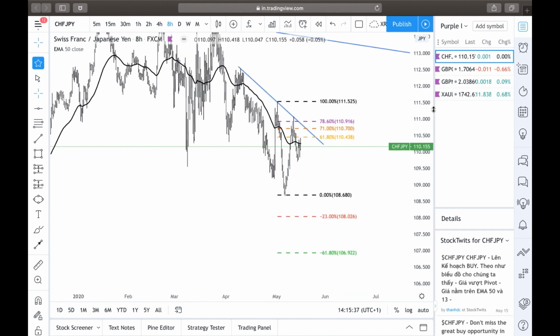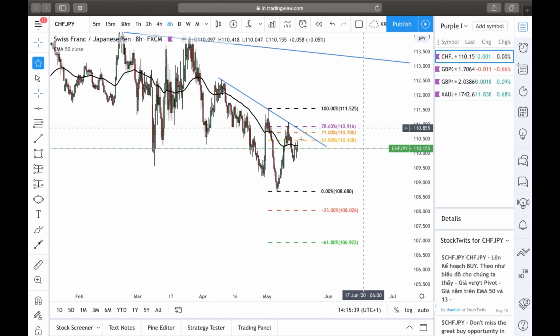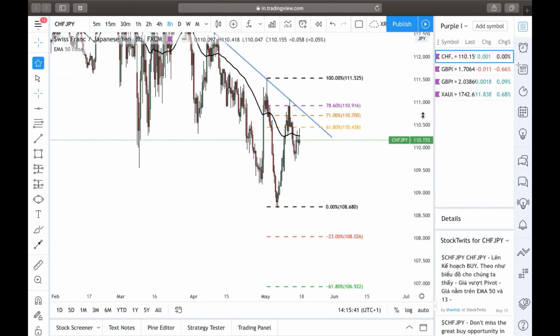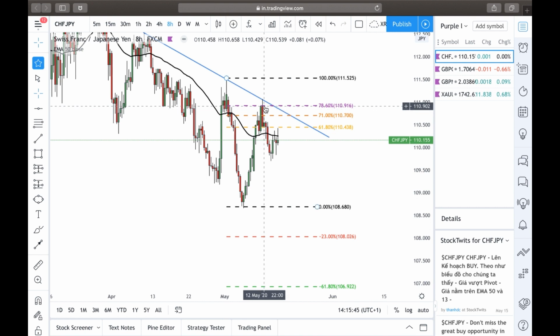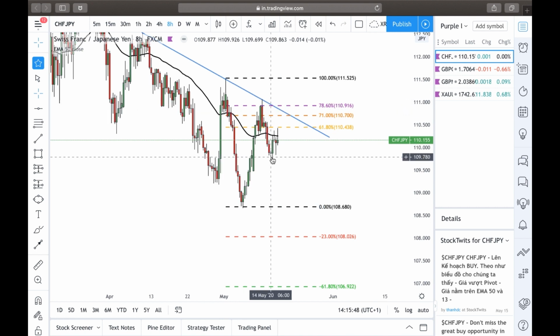So we can clearly see that it obviously came up to the 78.6. I actually gave this out in last week's video, I think. So if you want to go back and watch it, you can. And you could have caught a sell here and gained 100 pips or something, 130 pips.